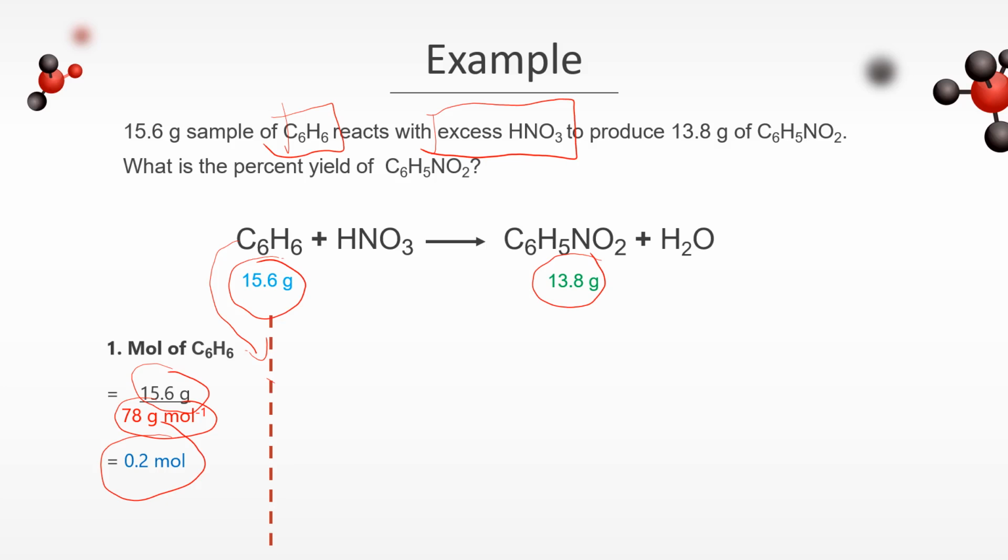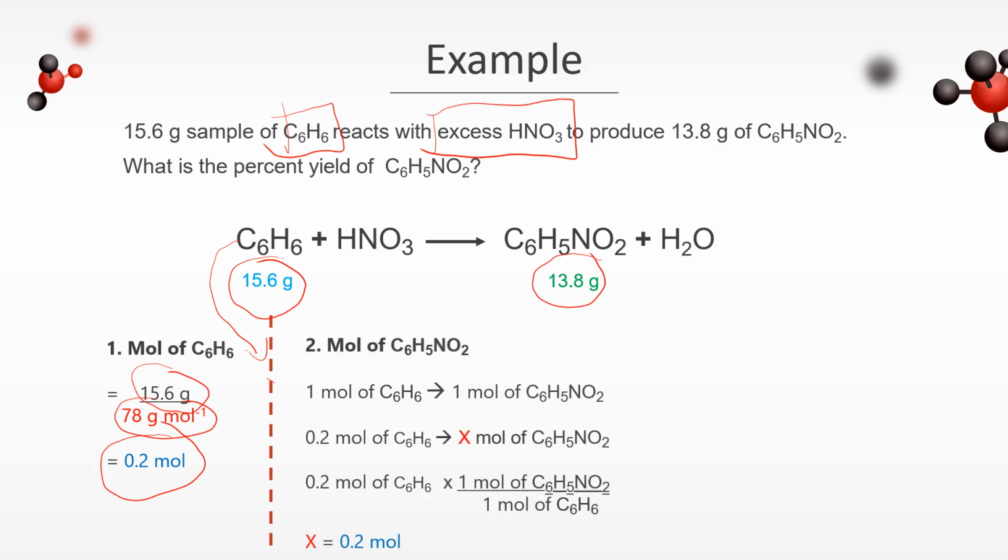Next, we have to find the number of moles of the product formed, which is C6H5NO2. So we have to relate the number of moles of the limiting reactant: 1 mole of C6H6 produces 1 mole of C6H5NO2. Here we have 0.2 moles of C6H6. So how many moles of the product formed? We calculate using this, and we get X moles of the product formed is also the same, 0.2 moles.